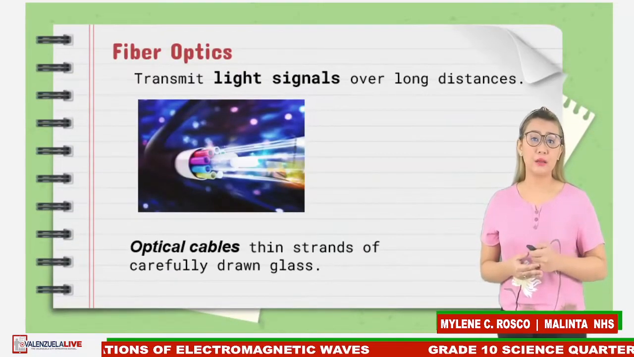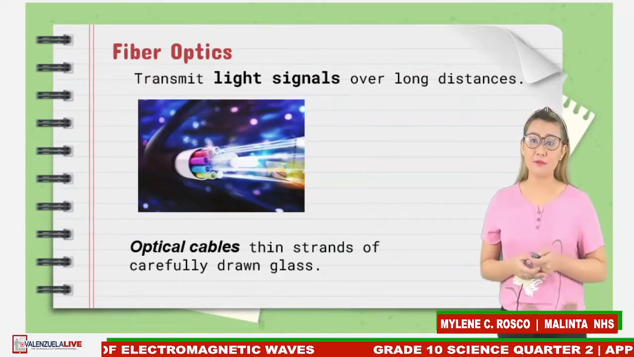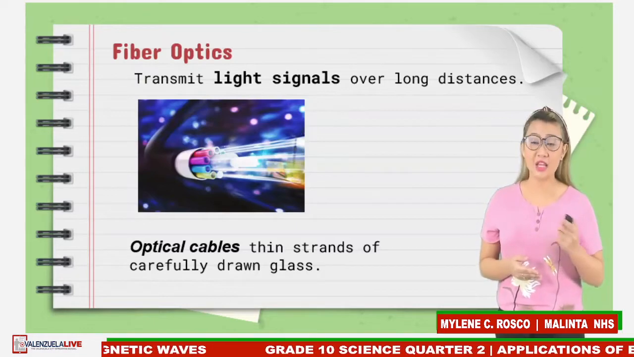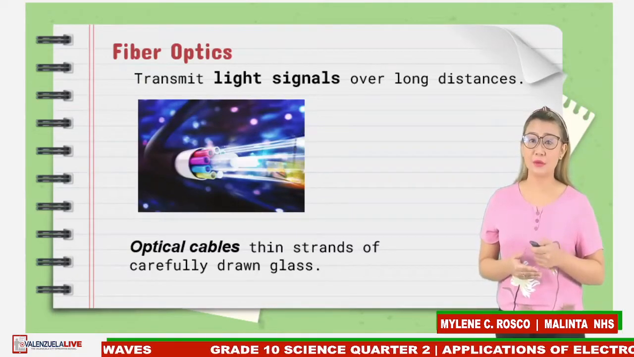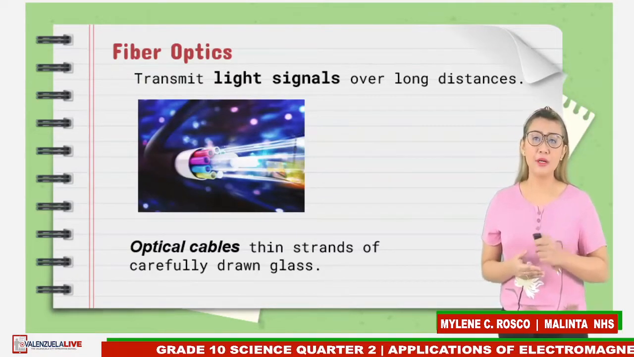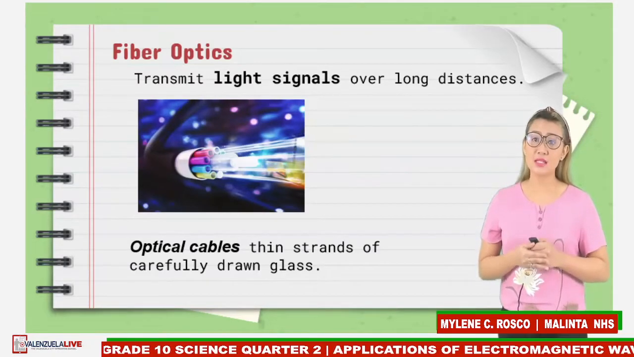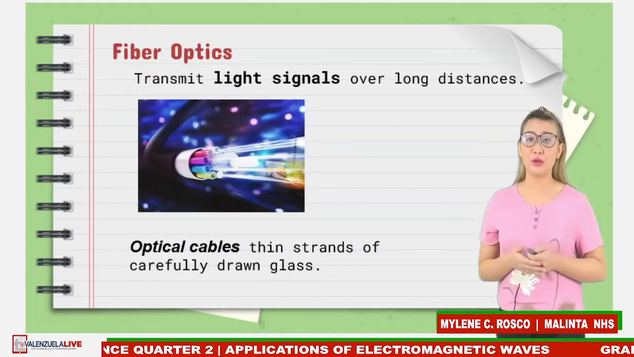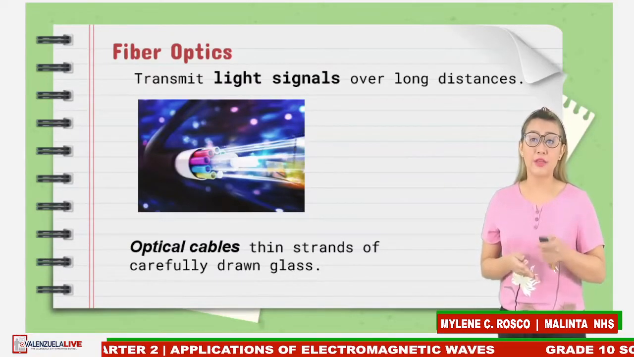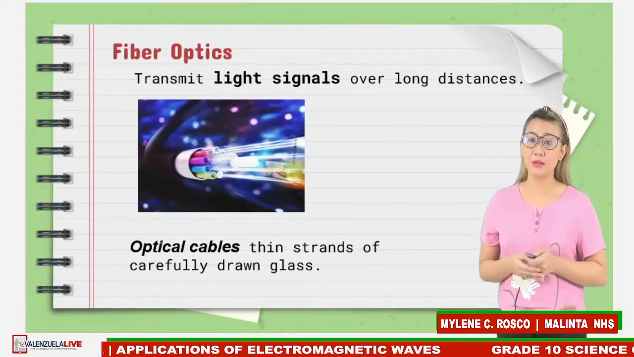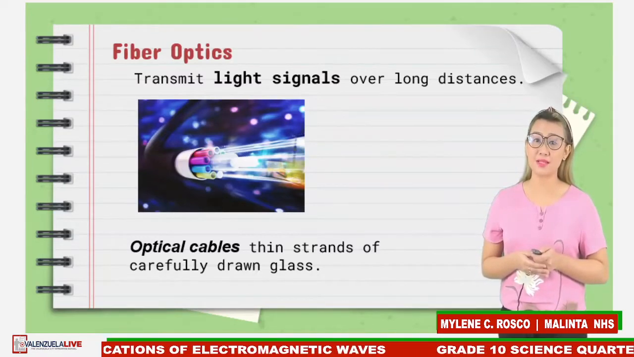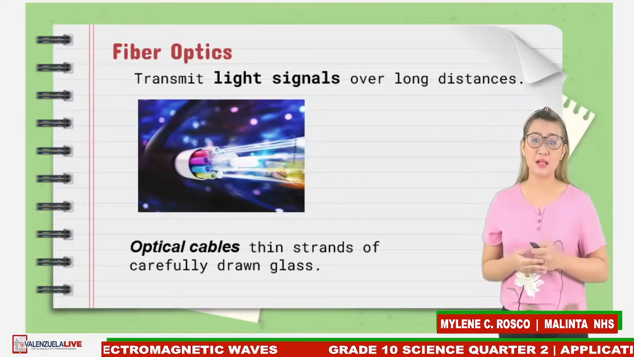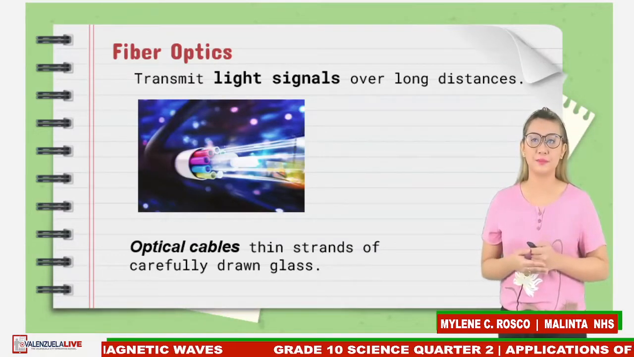Due to internal reflection, light can travel inside a fiber optics cable and can send information through this method. Fiber optics are long, thin strands of carefully drawn glass about the diameter of a human hair. These strands are arranged in bundles called optical cables. We rely on them to transmit light signals over long distances.